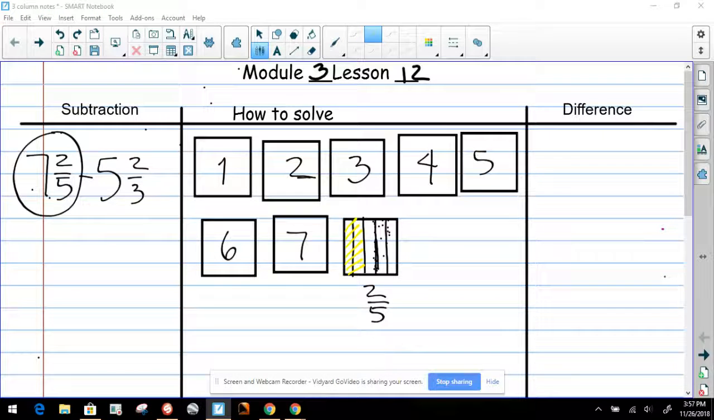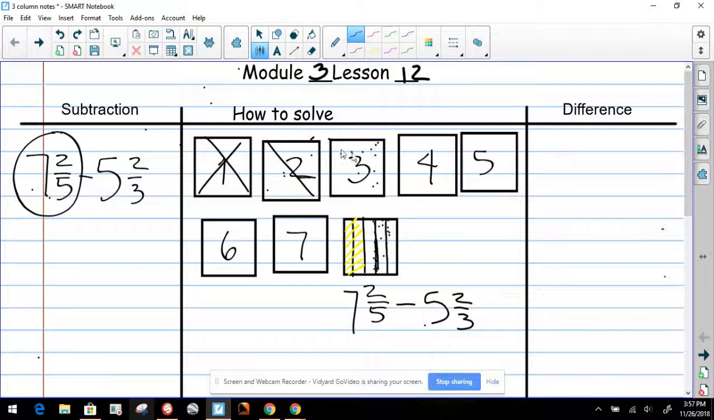So now the next thing I need to do is subtract. So let me rewrite this. That's 7 and 2/5 minus 5 and 2/3. Okay, so I'm going to subtract 5 from 7. 1, 2, 3, 4, and 5.